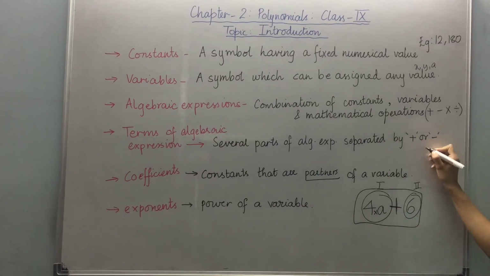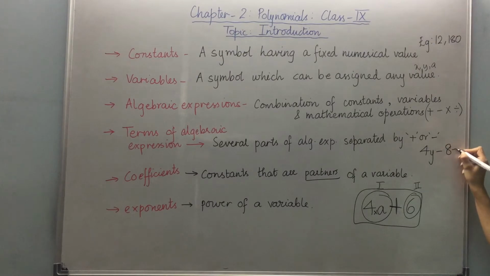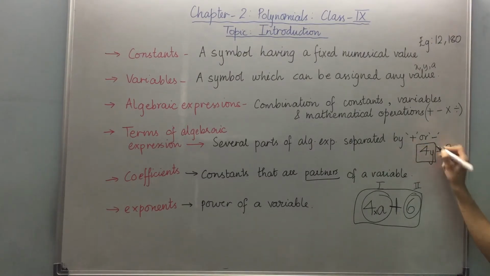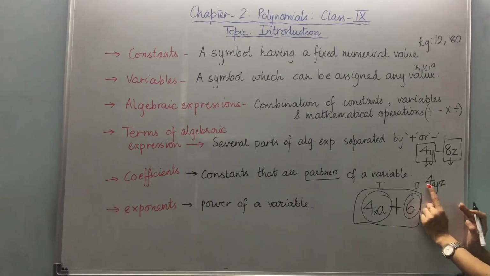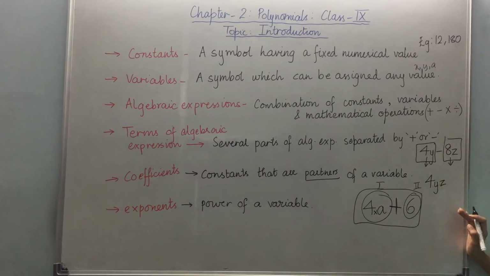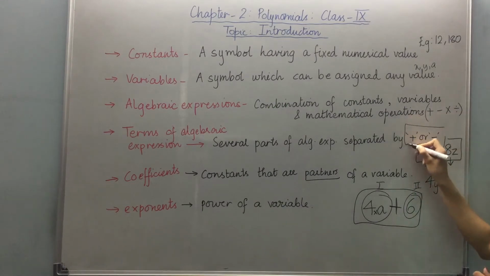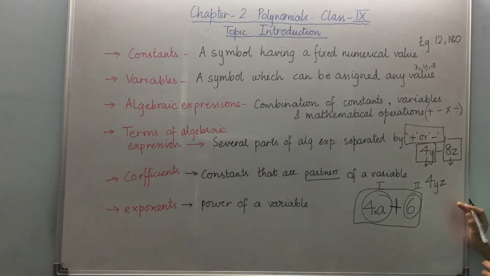So terms are the several parts of an expression separated by either plus or minus only, not by multiplication or division. For example, if I say 4y minus 8z, then again there are two terms. One term is 4y, second term is 8z. But if I say 4yz, I am not going to say that there are three terms. This is all one expression. This is only one term because here multiplication is involved, not plus and minus. So just remember that if the terms are separated by plus or minus, then only they are different.